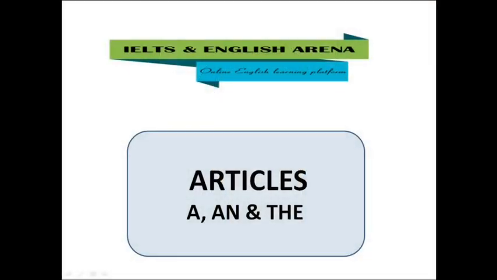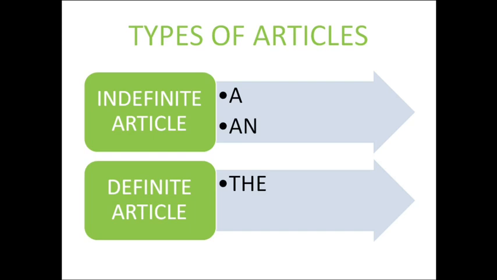So today I'm going to start with the very basic chapter in English, that is the articles. So let's begin to learn about articles more and how to use them in English. Let's begin with the articles a, an and the. There are two types of articles, indefinite article and definite article. A and an are indefinite articles. The is a definite article.